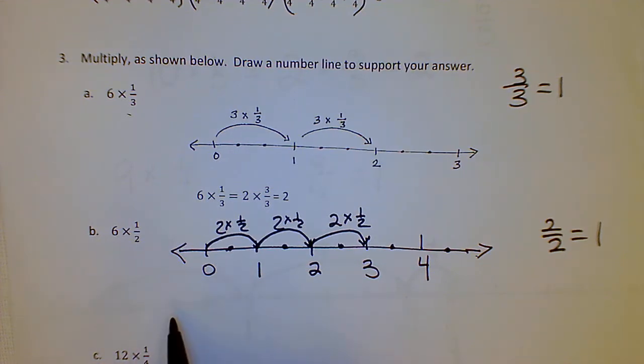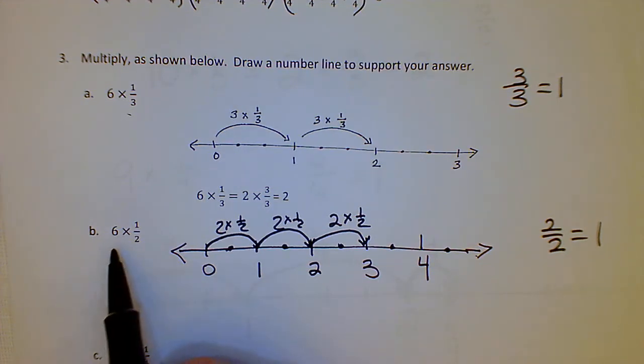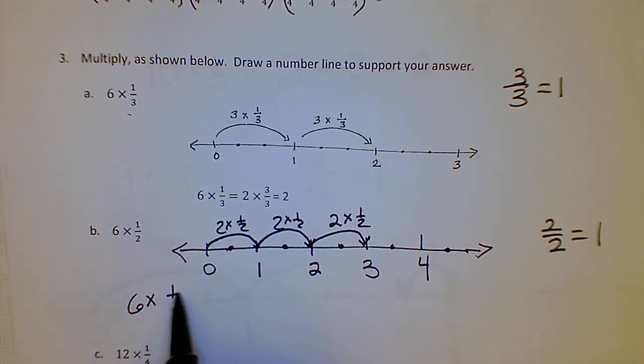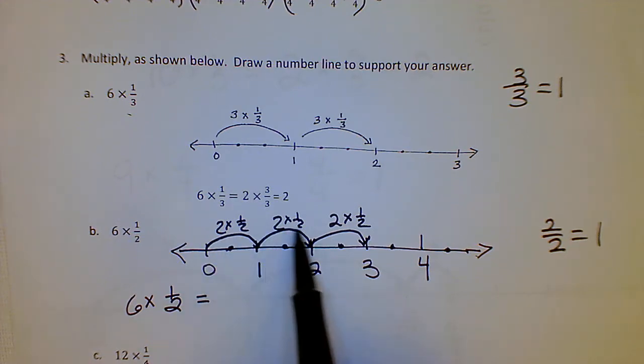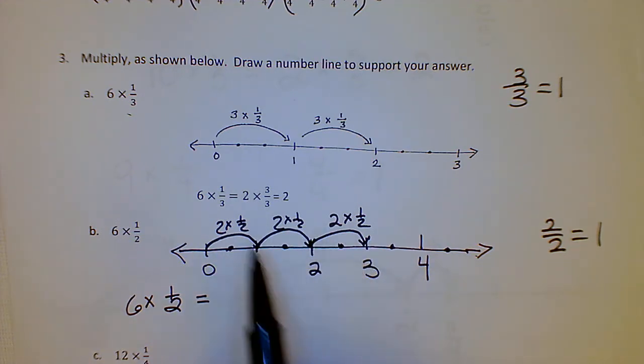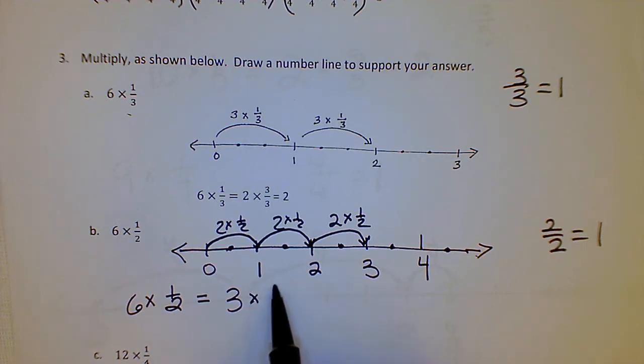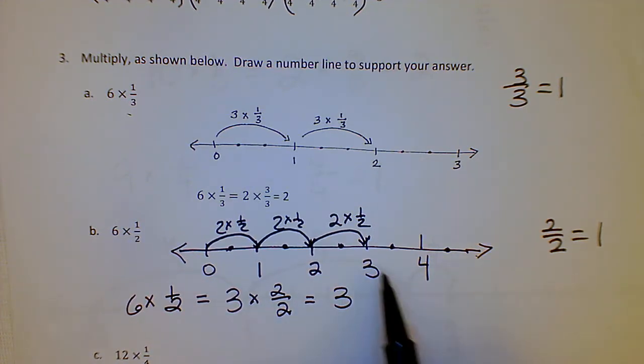So now let me write this with an equation. What I could say is that 6 times 1/2, so I'm just showing what I started with, is equal to 3 times 2 halves, because this is 2 halves, this is 2 halves, and this is 2 halves. So it's going to be 3 times 2 halves, which is also just equal to 3, because that's where we ended up. I'm going to let you guys try this one on your own.